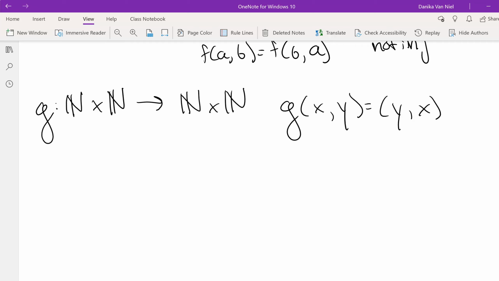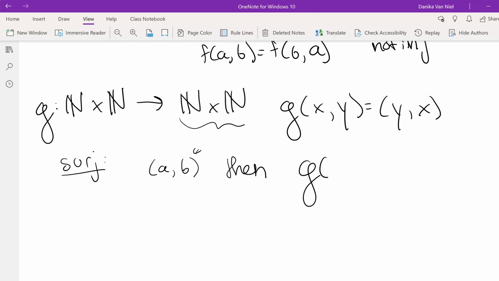So let's see, surjective. Remember, these are just sketches. It's not even close to a proof. Let's say you picked someone out of here, (a, b) in there. This is just loose notation; I'm saying it's an element of this set up here. Then you would just flip-flop them, right? You would consider g of (b, a), and that's going to equal (a, b). Beautiful. Surjective.